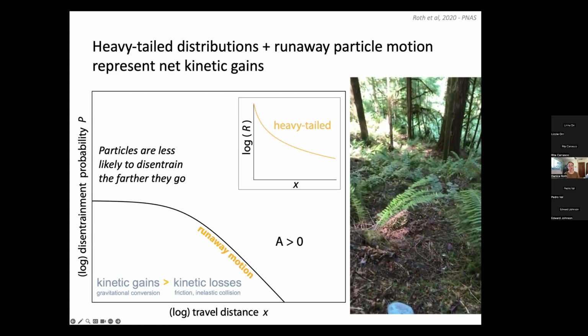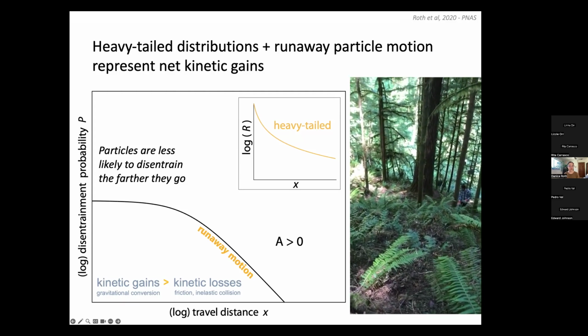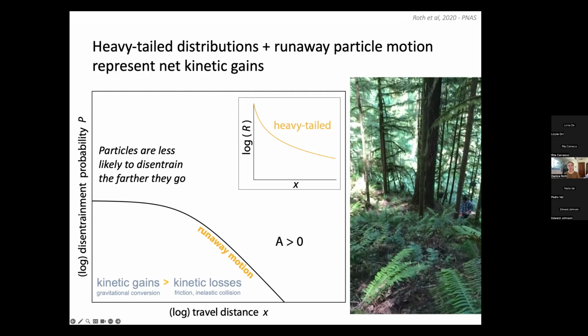And then heavy tail distributions, or non-local transport, occur when particles run away, or become less and less likely to disentrain the farther they go, because of net kinetic gains over friction. So you notice that in these videos, I'm showing the rock size is increasing, which makes sense. If any of you have ever trundled rocks down a hill, the bigger ones obviously tend to go farther.